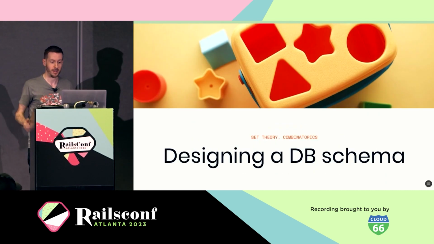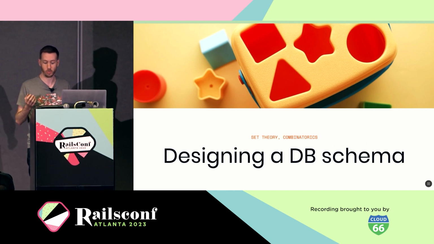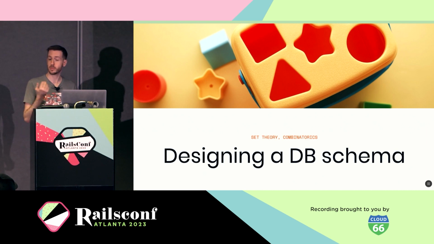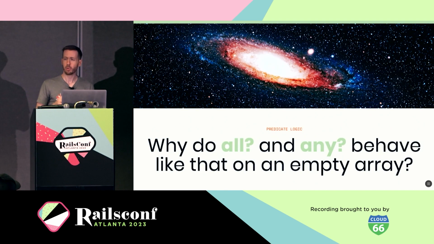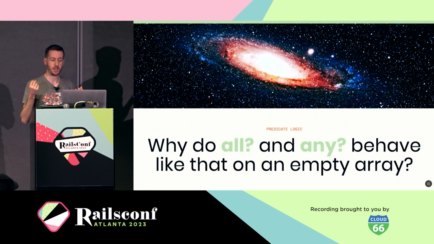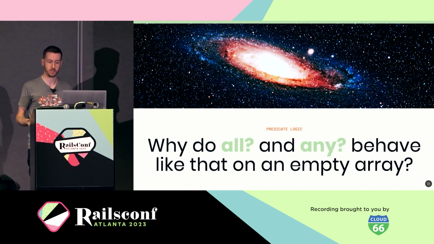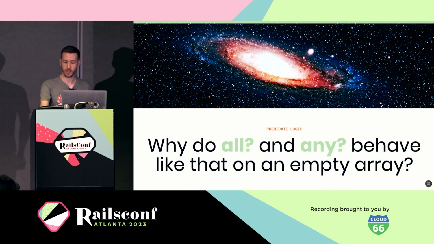Designing a database schema. What you often want when you design a database schema is you don't want invalid states. You don't want to have redundant data. And so some ideas from set theory and combinatorics can help us to better deal with that. Predicate logic is a field that's all about dealing with statements of truth that apply to all or any of a set of values. And so these can help us understand the all and any methods in enumerable.